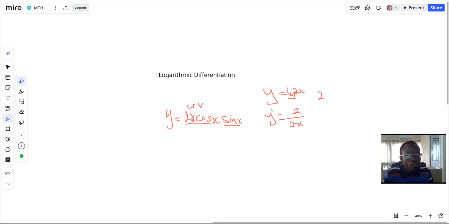That's why the rule says that if you have a function log x and you are asked to differentiate that, this is the rule: find the derivative of the function, and divide by the function itself. I hope we are together.